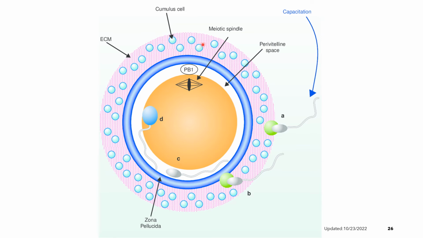And again, it is surrounded here by the cumulus cells and the zona pellucida. So this one here, the zona pellucida, needs to be penetrated by the capacitated sperm in order for fertilization to take place. Again, the zona pellucida starts to form at the stage of the secondary follicle.